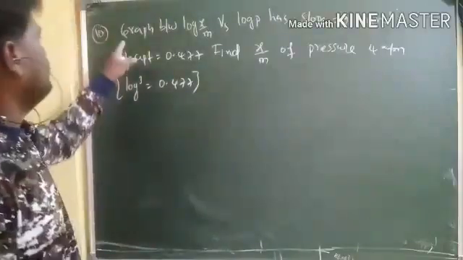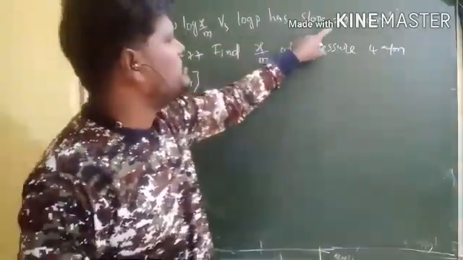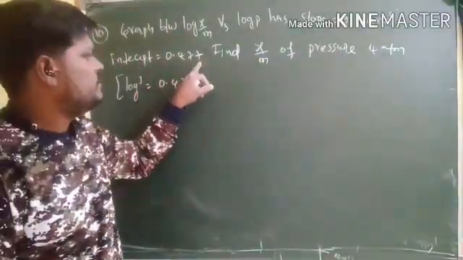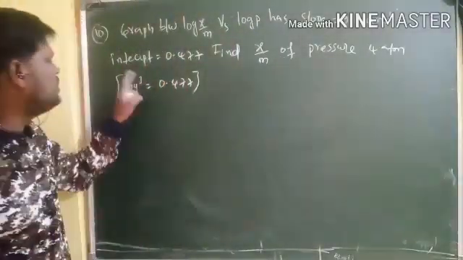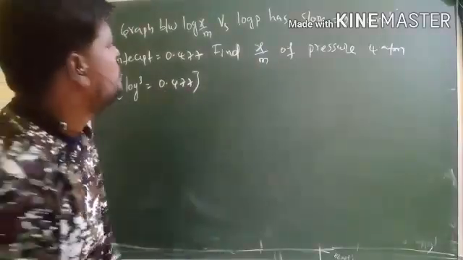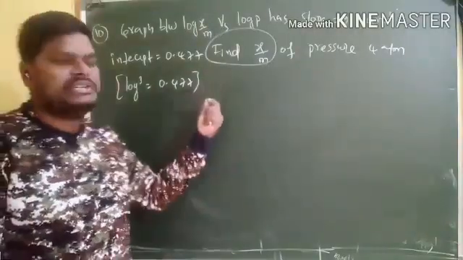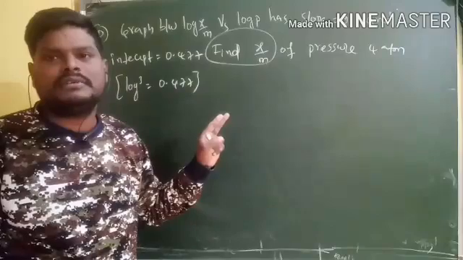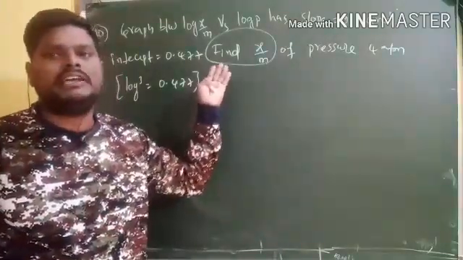Question. A graph between log x/m versus log p has slope equal to 2 and intercept equal to 0.477. Find x/m at a pressure of 4 atmosphere. Log 3 value is equal to 0.477. So we are going to find x/m here. This question also belongs to surface chemistry. So 2 questions came from surface chemistry here, before solid sol, now x/m.